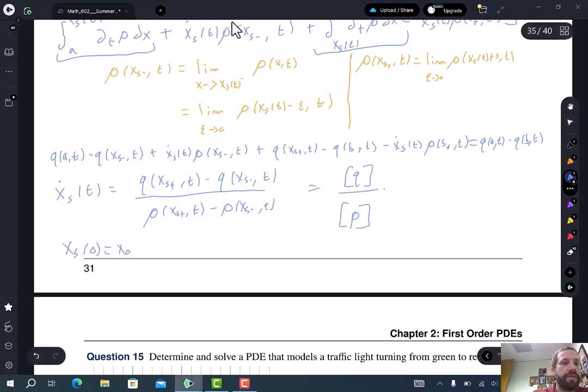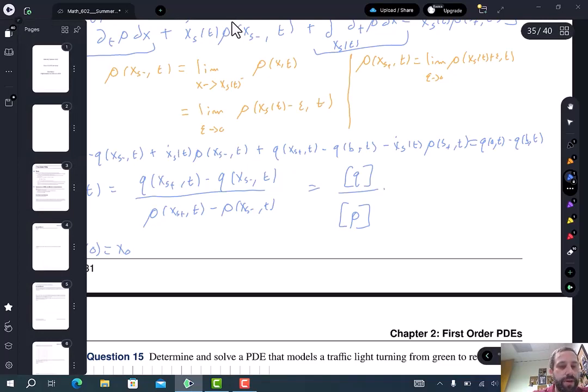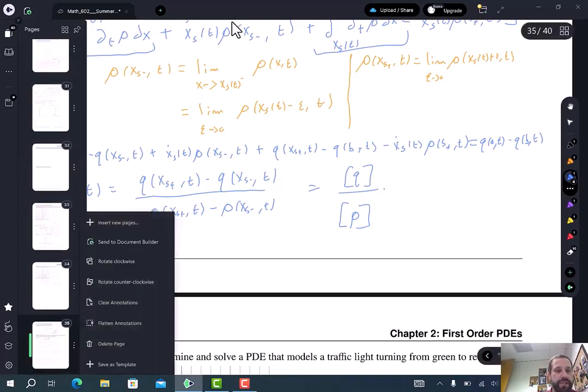So how do we apply this idea to the example that we're working on? Well, I'm going to have to insert a new page to do that.